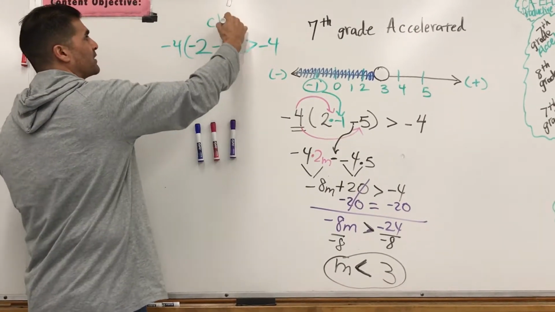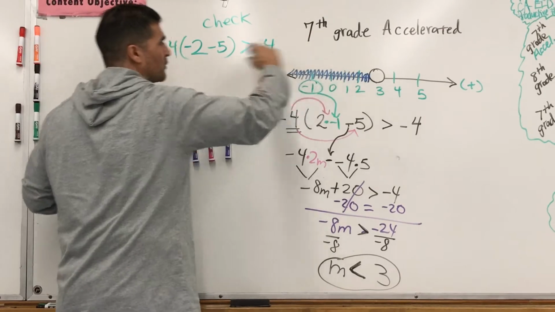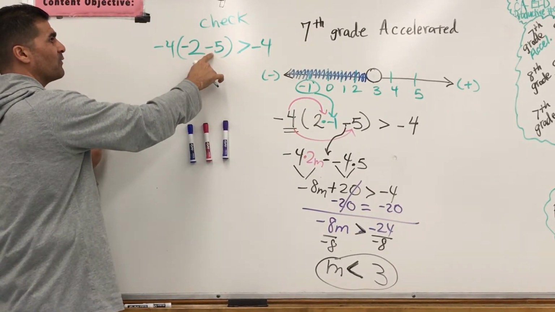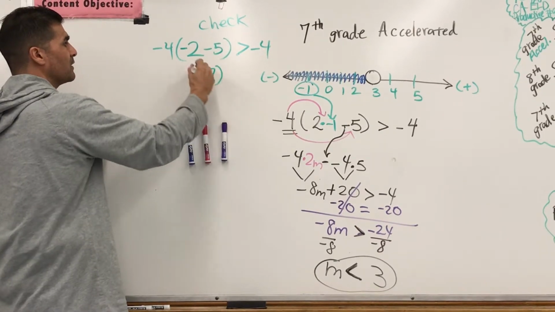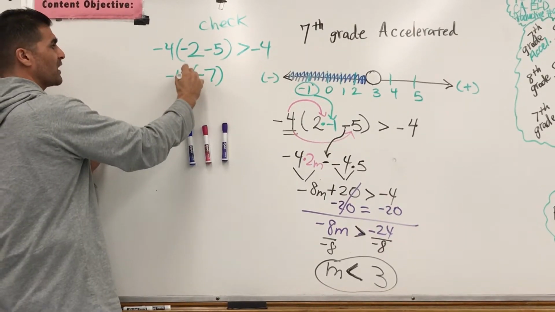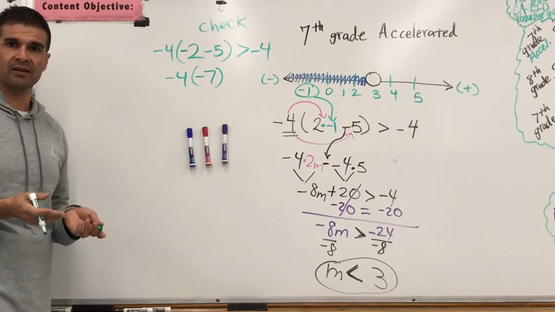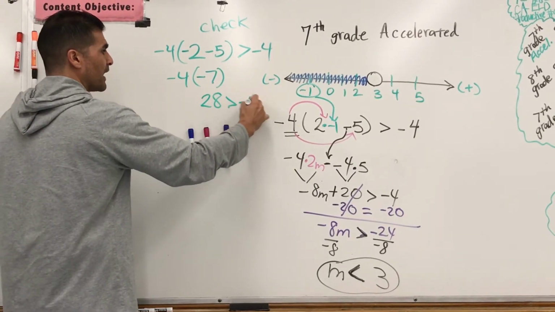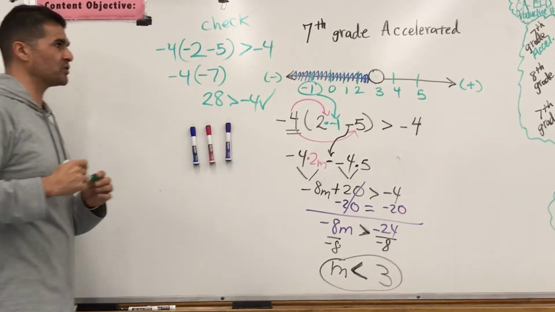This is how you check your answer. This is how you check to see if all these numbers are correct. Well, let's see. Isn't -2 take away 5, -7? And -7 times -4, well, a negative times a negative is always a positive. So 28 is definitely greater than -4. That's how you check your answer, and you're right.